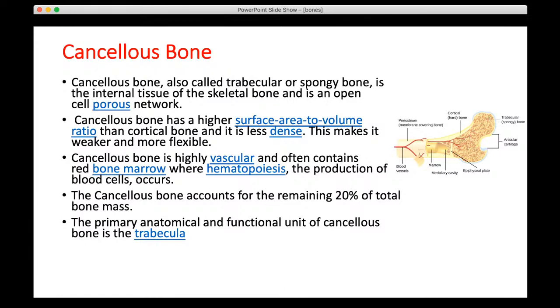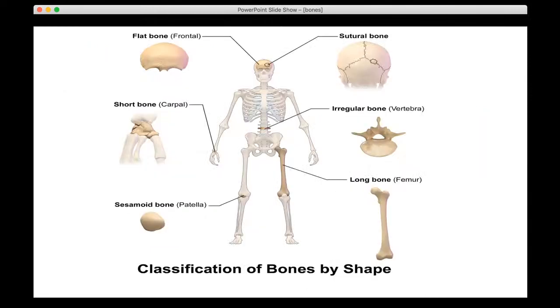Okay, and the cancellous bone accounts for the remaining 20% of your bone mass. 80% is by cortical bone, the rest 20% is by cancellous bone, and the functional unit here is known as trabecula. So these are the points you should remember about both the types. Okay, now coming to the types on the next slide.